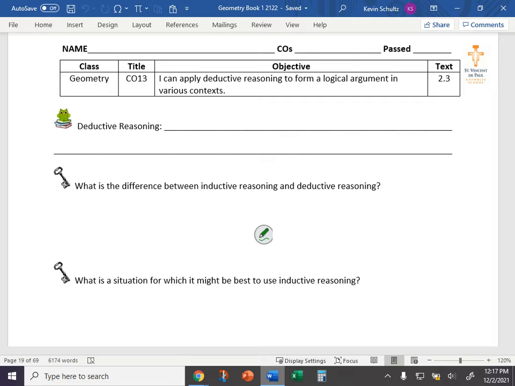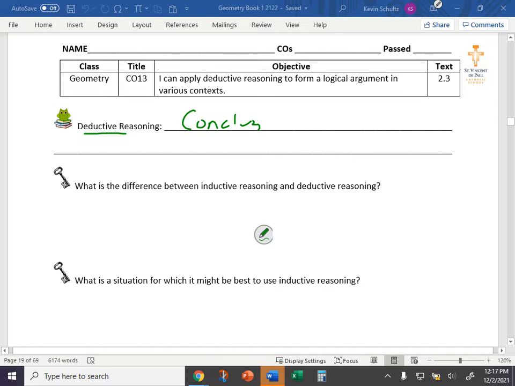What we're going to be using to write proofs, and what you will hopefully eventually use when you argue, is something called deductive reasoning. This is more formal. Deductive reasoning would be conclusions. We're going to start over.